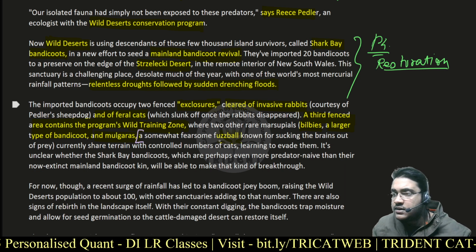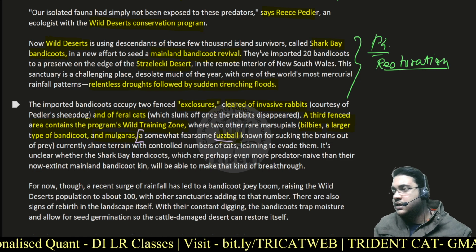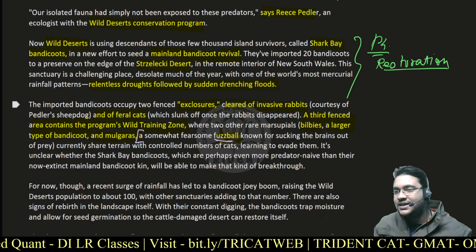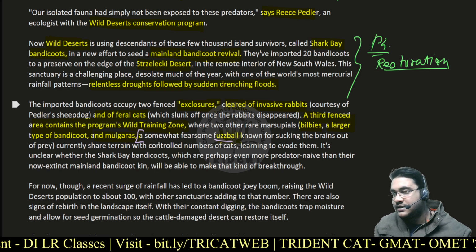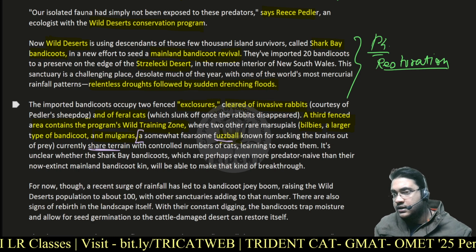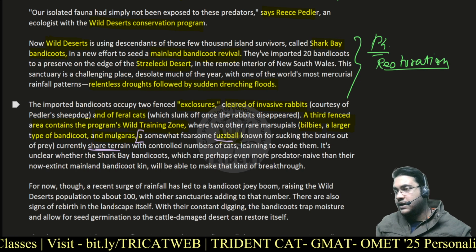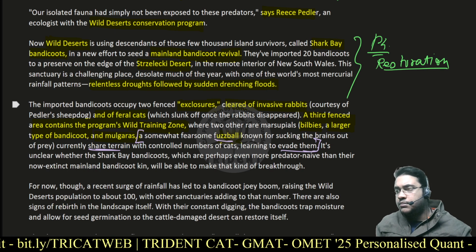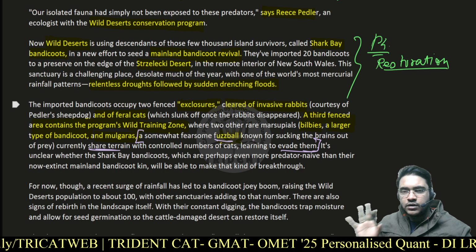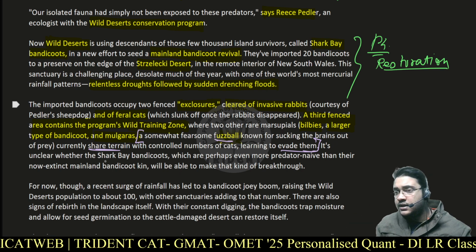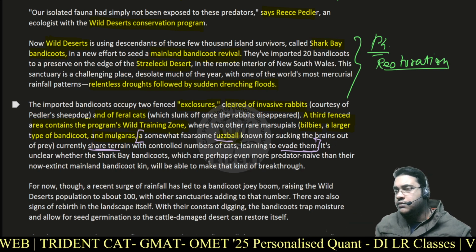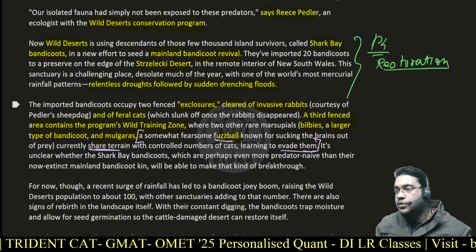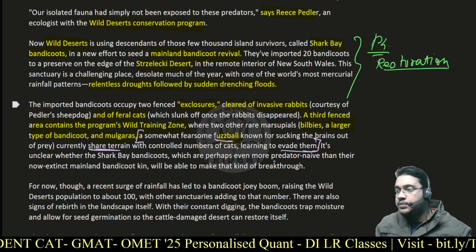A somewhat fearsome fuzzball, known for sucking the brains out of the prey, currently share a terrain with a controlled number of cats, learning to evade them. So they are in a way not completely clearing the cats, but just controlling the numbers. It's unclear whether shark bay bandicoot, which are perhaps even more predator naive.